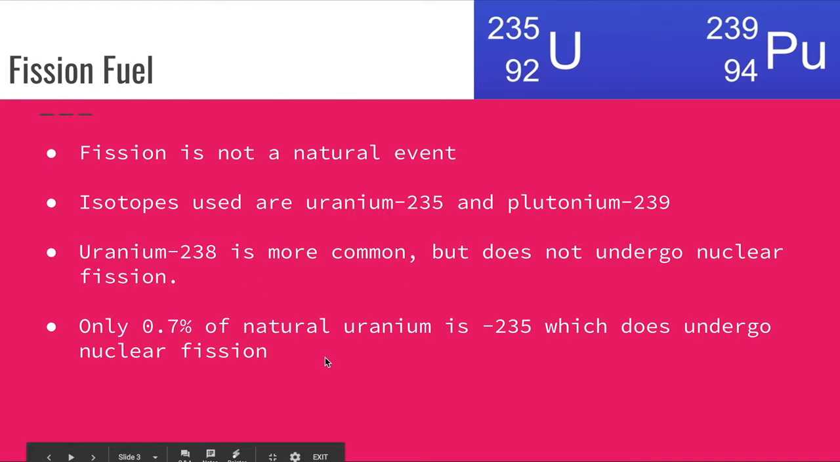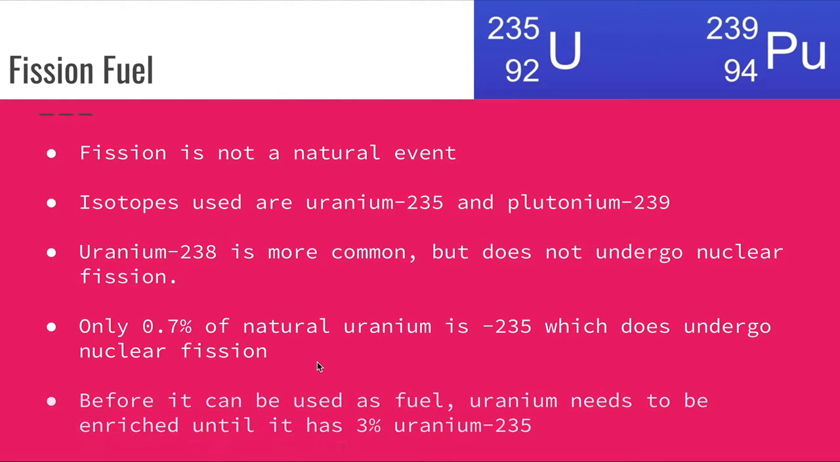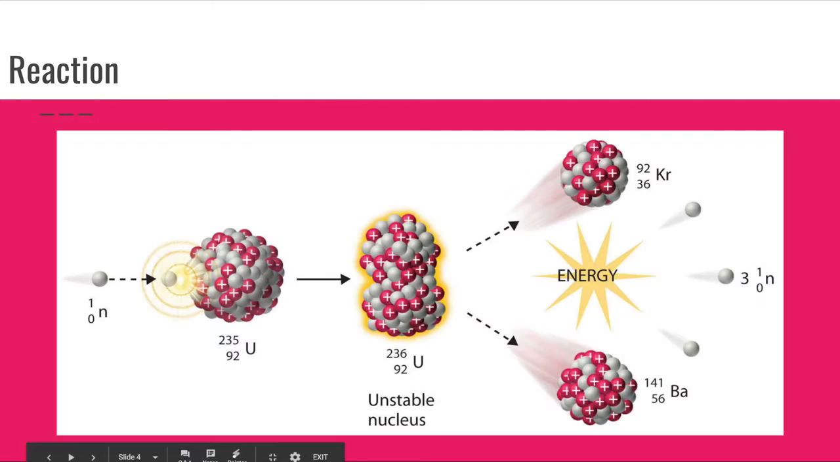So we have a problem here. So what we do is, before the uranium can be used as a fuel, uranium needs to be enriched. And this is a good term to use in your exam. It needs to be enriched until it has 3% uranium-235, which can undergo nuclear fission. So we have to enrich the uranium so there's more uranium-235, which can undergo nuclear fission.